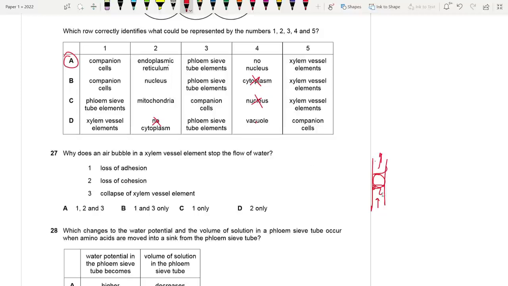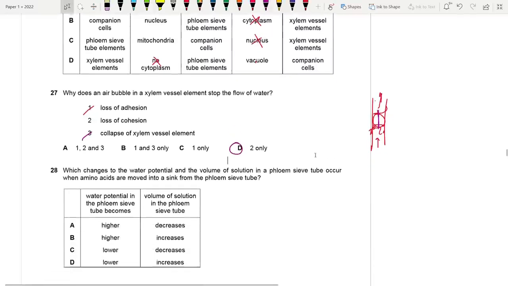Water can still stick to the walls, so there's no loss in adhesion. This is wrong, but there's a break in the contact between water above and below. Do you understand? That's why there's a loss of cohesion. So 2 is the one. Air bubbles do not cause collapse. The answer should be 2. But there's no loss of adhesion, by the way.